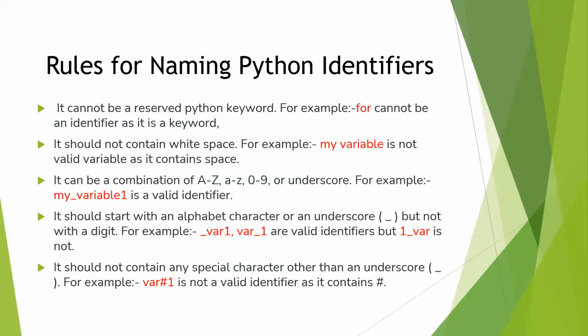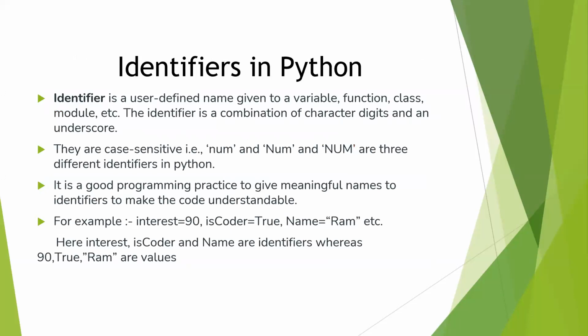A quick revision of identifiers in Python. An identifier is a user-defined name which is given to a variable, function, class, module, etc. Variables contain some values. Identifiers are case sensitive; uppercase and lowercase matter, and they are treated as different characters. You should give meaningful names to your identifiers to make your code understandable to others. It improves the readability of your program.